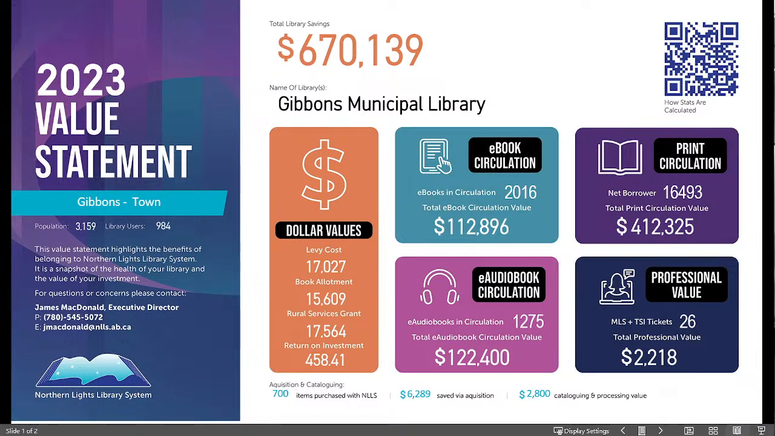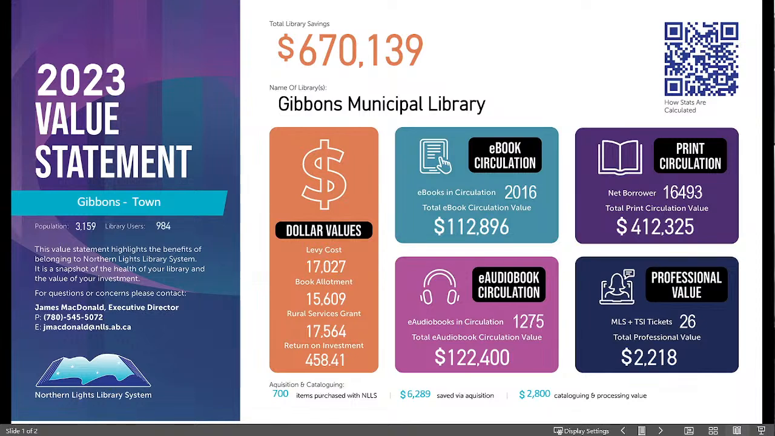And of course, we provide other things besides just the circulation and the materials in the library system. We also have professional librarians that your library can tap into. We help with policy. We help with program development. We have summer and winter reading programs. And so we add in here, you had 26 tickets with the system, and we kind of give a best guess on what that would cost. Really, it would cost you quite a bit more. You'd have to hire several staff to get the breadth and depth of that.